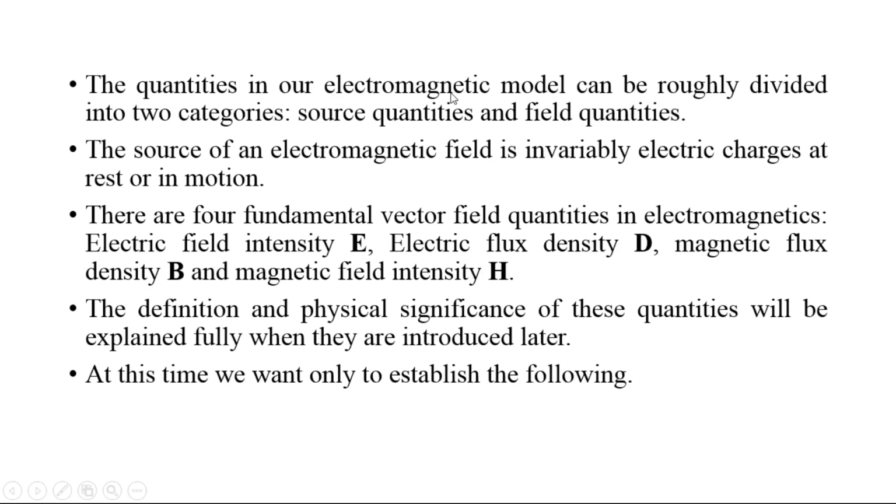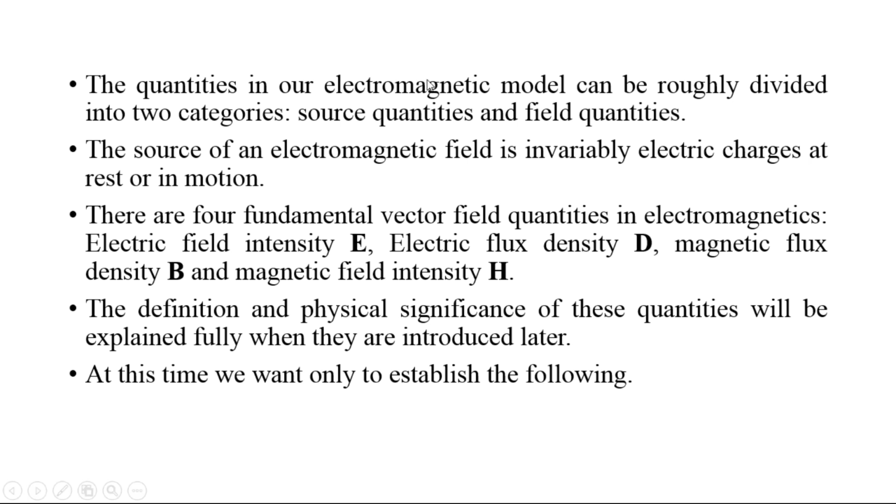The quantities in our electromagnetic model can be roughly divided into two categories. We have the source quantities and we have the field quantities.